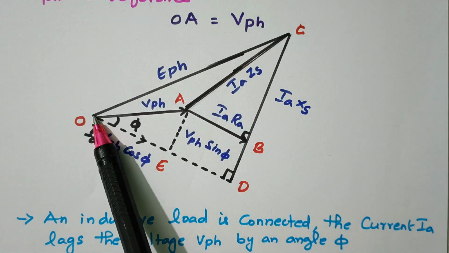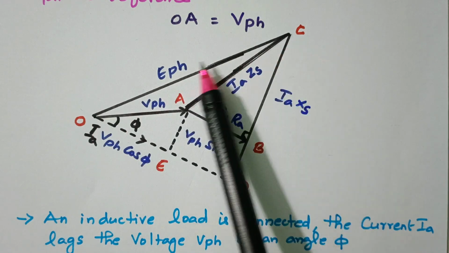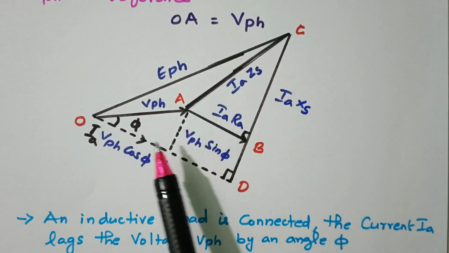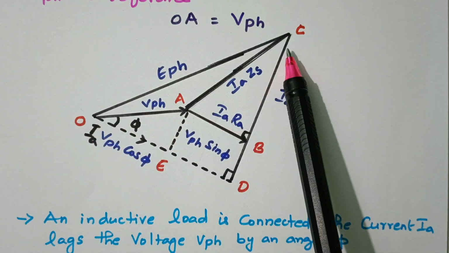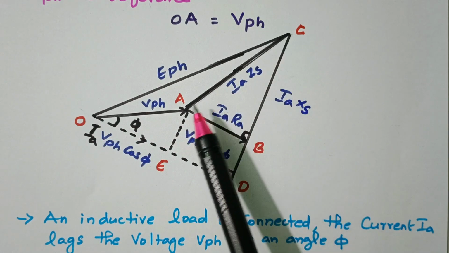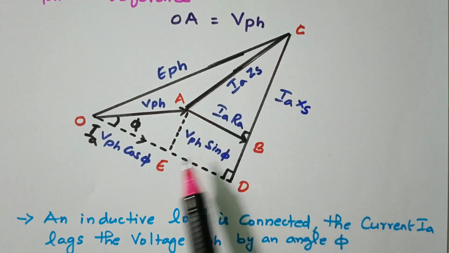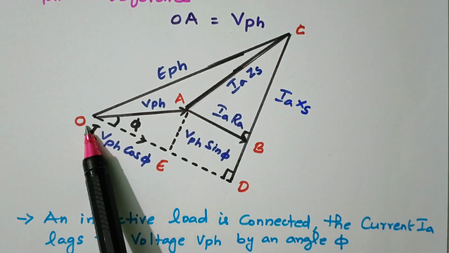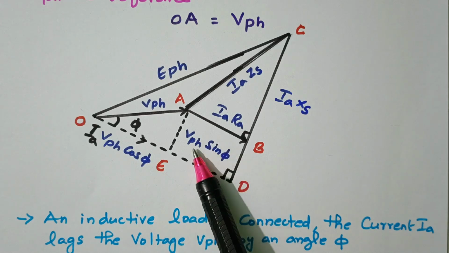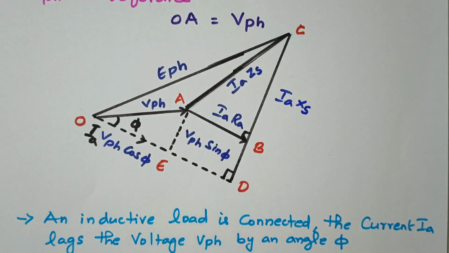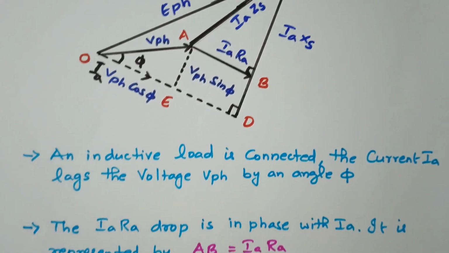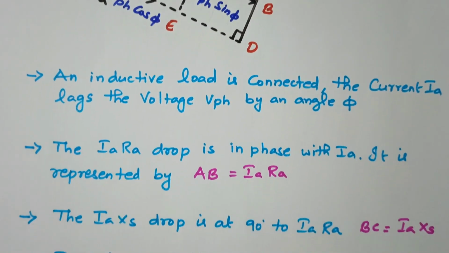Our aim is to find the value of OC, that is E phase. E phase is OC. V phase is OA. The synchronous impedance drop is AC. V phase cos phi is OE. V phase sin phi is AE. So based on that, we will refer to the description one by one. Then finally we will get the expression for the E phase.